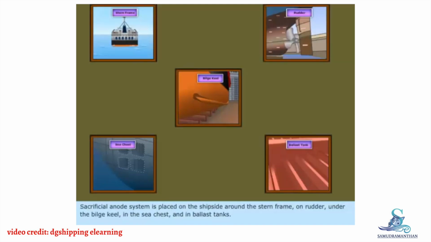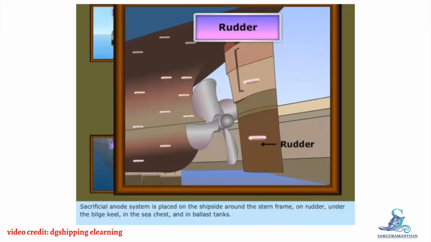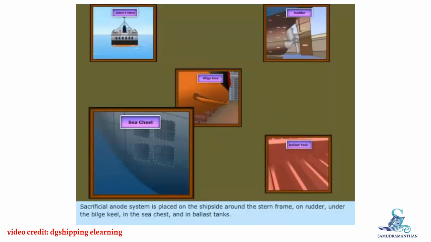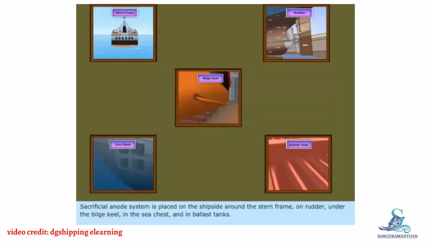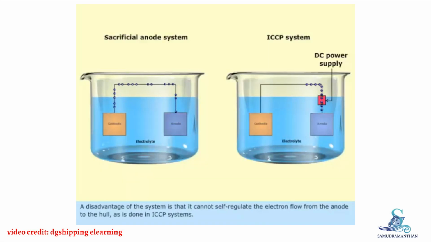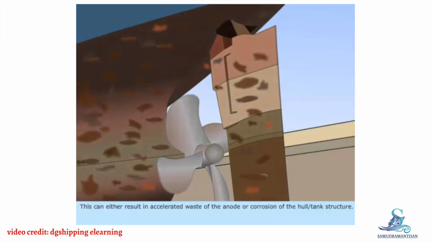Sacrificial anode systems are placed on the ship side around the stern frame, on the rudder, under the bilge keel, in the sea chest, and in ballast tanks. A disadvantage of the system is that it cannot self-regulate the electron flow from the anode to the hull, as is done in ICCP systems. This can either result in accelerated waste of the anode or corrosion of the hull or tank structure.